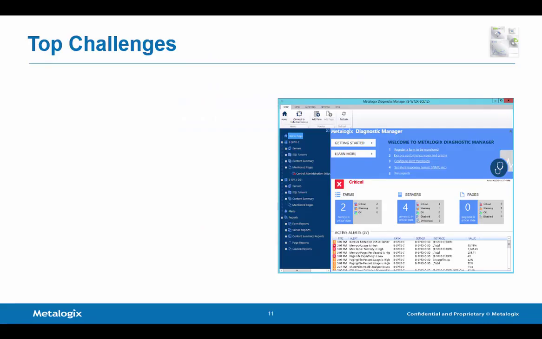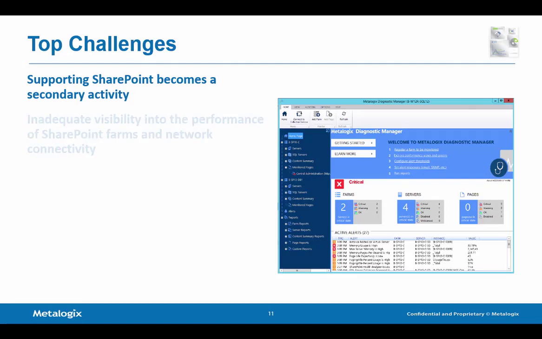When talking about the top challenges, it's hard not to observe that supporting SharePoint takes a village. And even a dedicated SharePoint administrator has a lot of responsibilities. This makes it hard to actively review server and application health. Also, while many organizations have a system that is built for network monitoring, it's hard with these systems to look at both network and SharePoint performance at the same time.